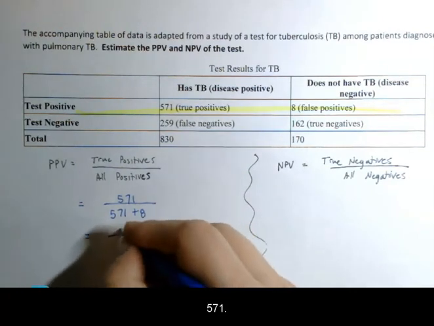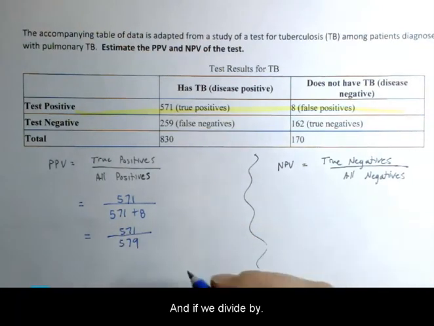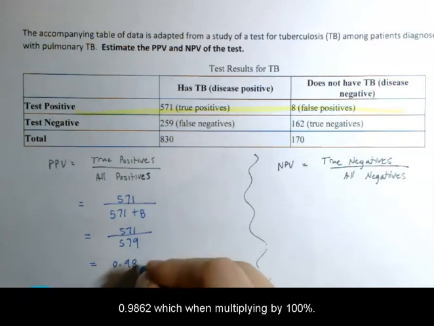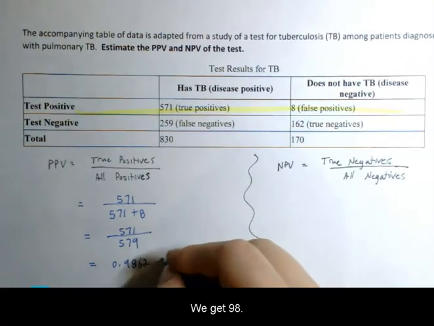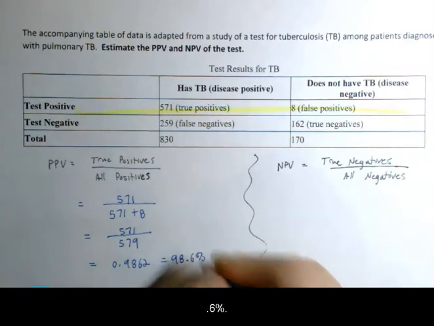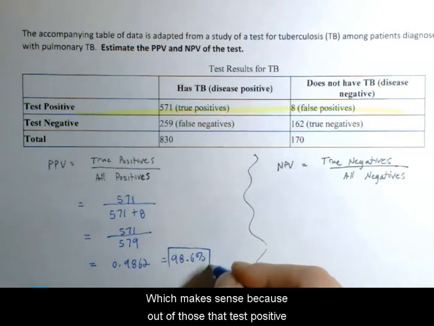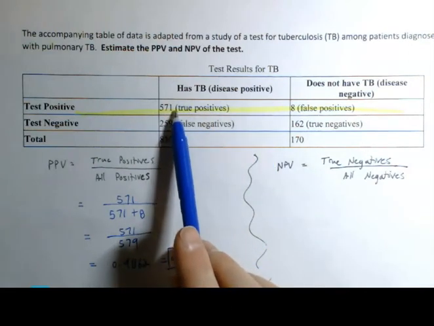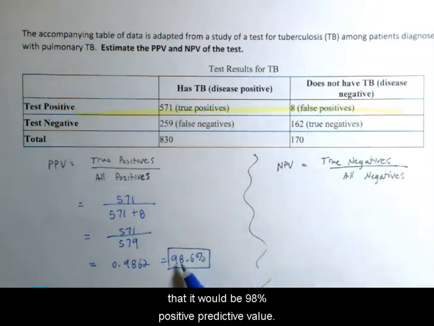Simplifies to 571 over 579, and if we divide, we'll get 0.9862, which when multiplying by 100%, we get 98.6%. Which makes sense because out of those that test positive, most actually have the disease, 571 out of 579. So it makes sense that it would be 98% positive predictive value.